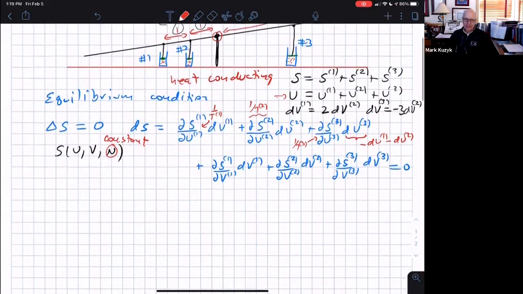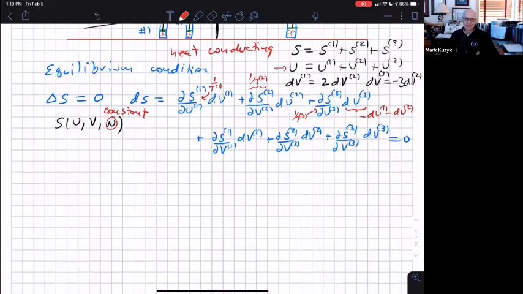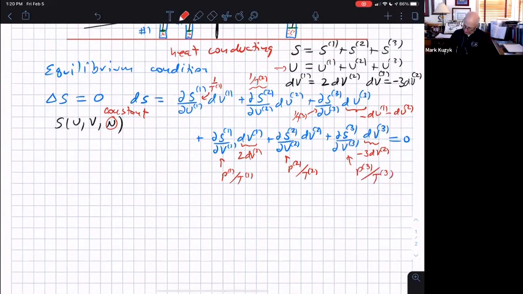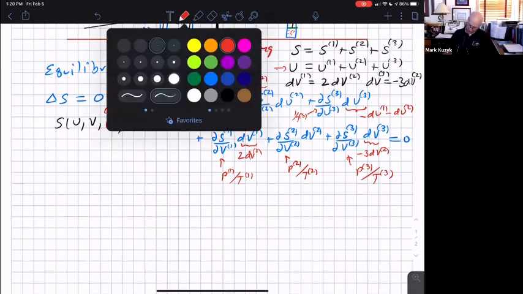And then finally, we put in the condition for the volumes. And so what we find is that this one is going to be 2 dV2. And then this one is going to be minus 3 dV2, right? And then this is going to be pressure 1 divided by temperature 1. This is going to be pressure 2 divided by temperature 2. And then this is pressure 3 divided by temperature 3. Okay? So hopefully I'm doing all my notation properly.